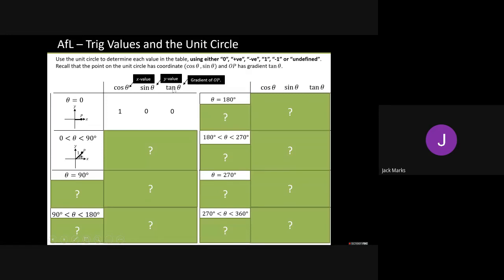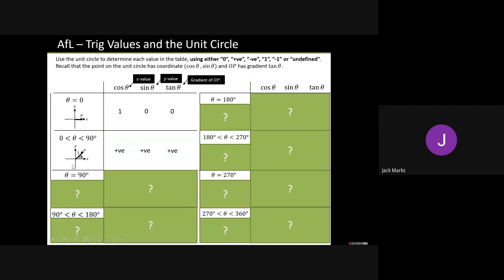And then tan is the gradient. So we're just looking at whether the gradient is positive, negative, 0, something like that. So what can we say? Well, we have height and we're also across. So they're both going to be positive. Tan is going to be positive as well. So everything there is positive.